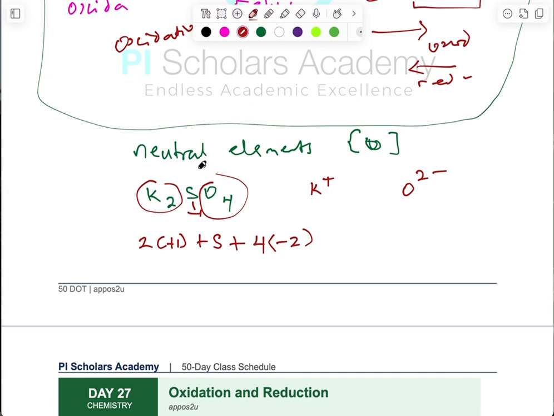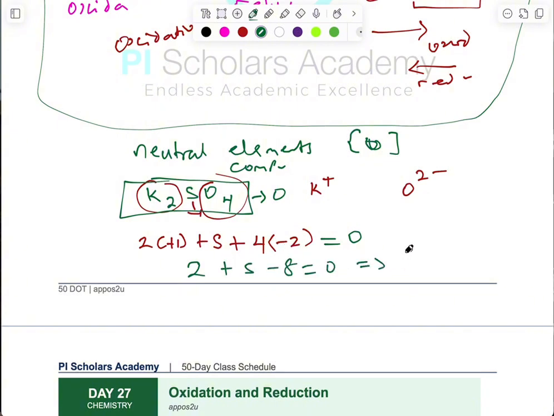Now, neutral elements and also neutral compounds always have their oxidation state equal to 0. So this K2SO4, in total, the total oxidation state is going to be equal to 0 because it is not charged. It's only the individual atoms there that are charged, forming ions, but the entire compound is not charged. So the net charge will be equal to 0. So you have 2 times positive 1, that's 2, plus S, plus 4 times negative 2, that's negative 8, equals 0. If you solve this very well, S is going to be plus 6. So the oxidation state of sulfur in this compound is plus 6.